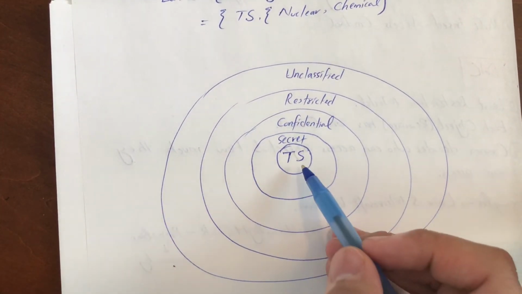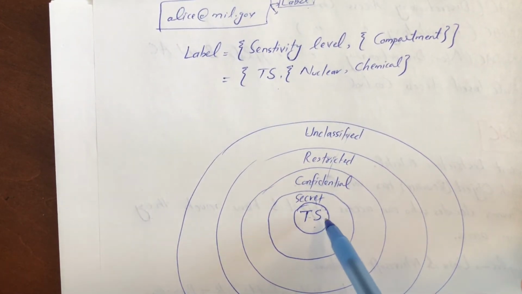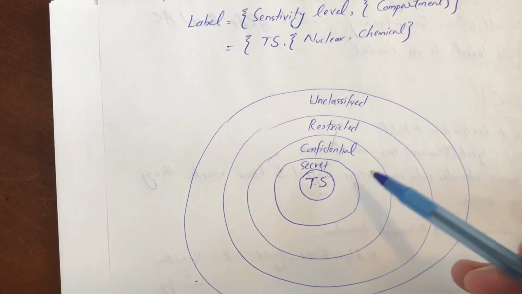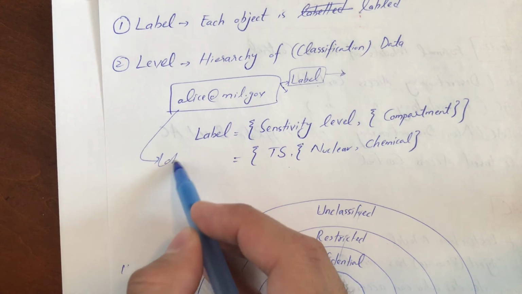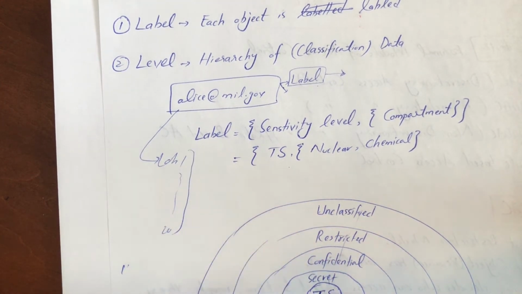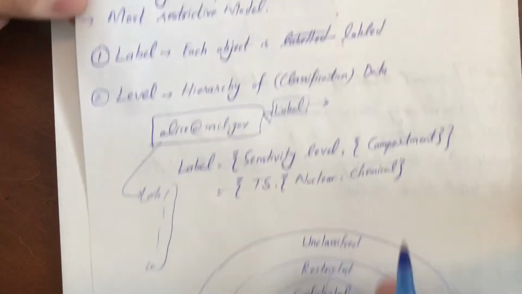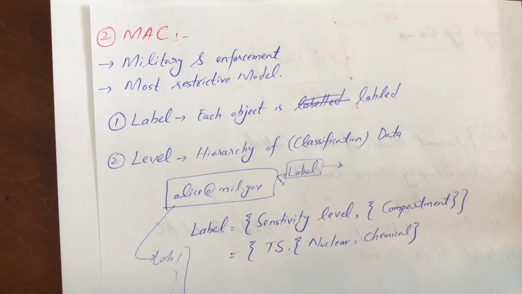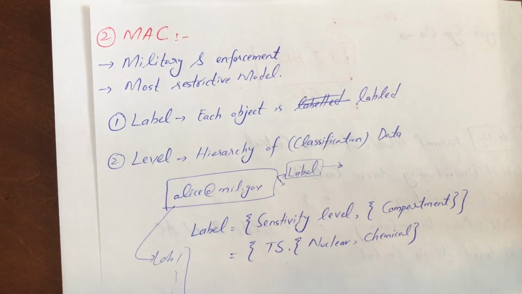So if you have a label like top secret, it doesn't mean that you can access all this data. You need to get the specified security clearance in order to access the data. What does it mean? It means a user, let's say alice@mil.gov, might have label 1, label 2, or maybe 20 labels, depending upon the security clearance and what kind of information she needs to access to perform her job. So this model is called mandatory access control model. The most important point to note is it's the most restricted model, and it has labels and levels. Each object has a label, and a user account will be issued the label after the security clearance.